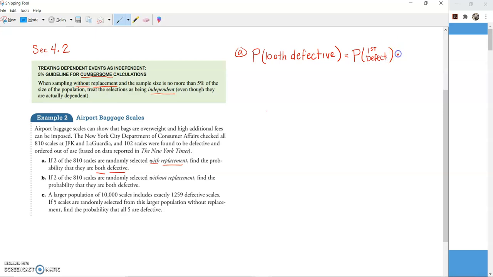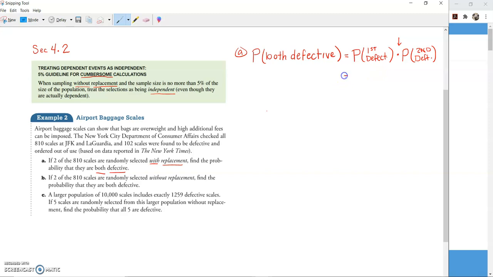I'm going to abbreviate that. And my dogs are making noise, of course they are. And the second selection is defective. Okay, so the first is defective and the second one is defective. So if it's the first one's defective and the second one's defective, the "and" tells me to multiply. Okay, so I know I am multiplying here.